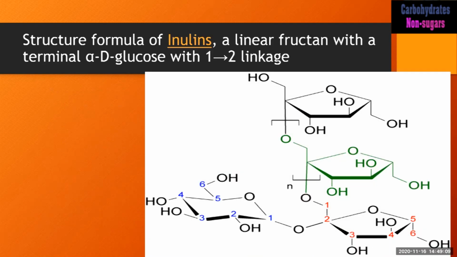So here you can see the structure of a type of fructan. It's the formula of inulin, where there is a 2,1 linkage, a linear fructan with a terminal D-glucose molecule with a beta-1,2 linkage.